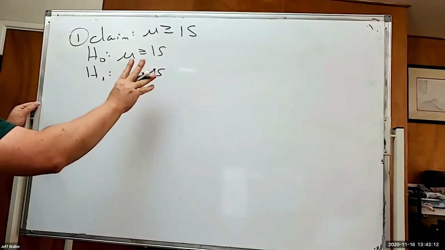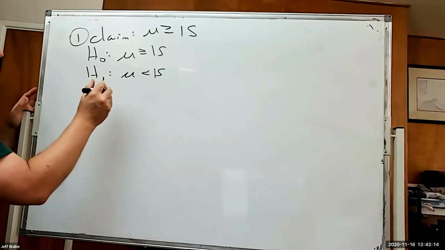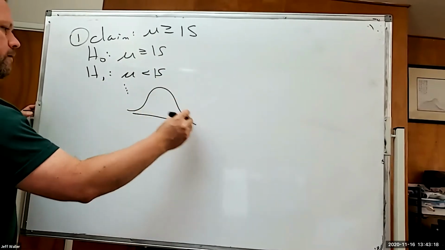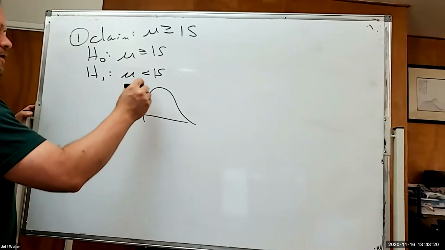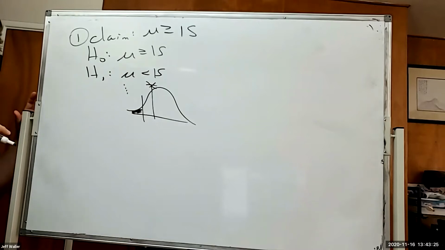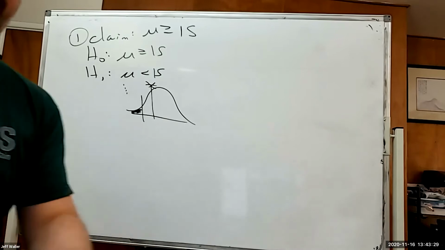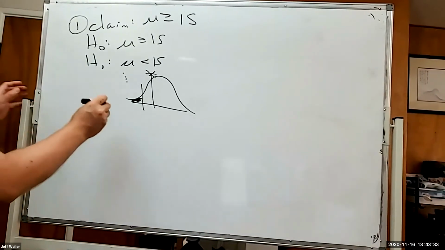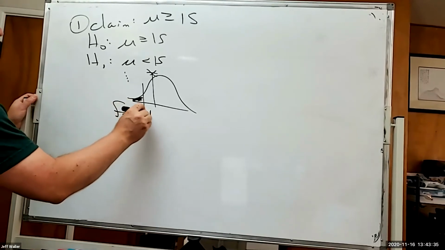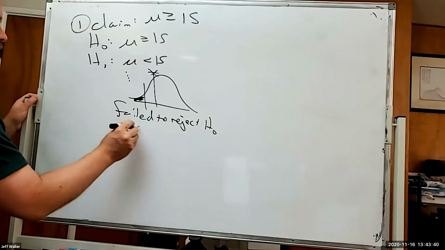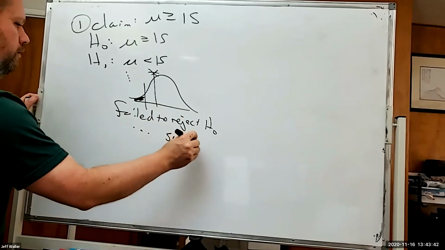Let's say that I'm not going to do a whole test. Let's say that I get to the end and my sample falls here. Right? So right there, I can say I have failed. I have failed to reject the null. And I have failed to support the H1.